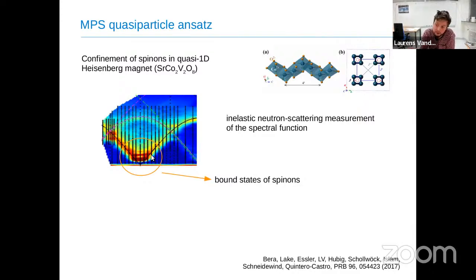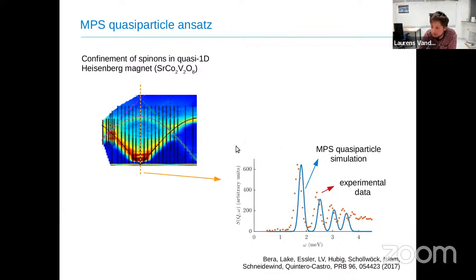And so this means if you have these isolated modes, this excitation ansatz will work very well for describing these states. What we did is just apply it. We wrote an effective spin chain Hamiltonian for this system. We looked at one momentum cut of the spectral function, plotted here. This is the experimental data, and then we did this quasi-particle ansatz, and this agreed very well. There's a slight offset due to some experimental reasons that I don't really understand, but the different modes you could see very nicely.